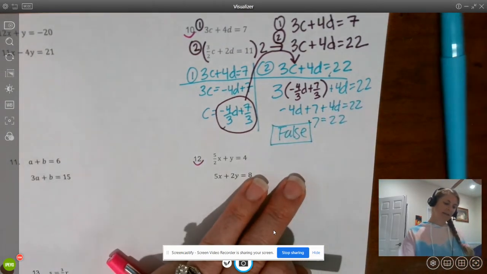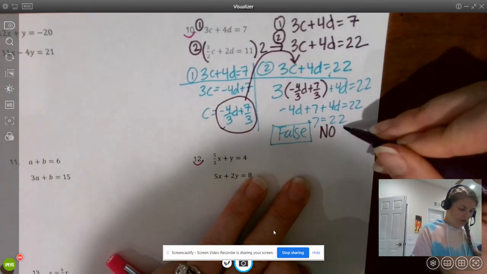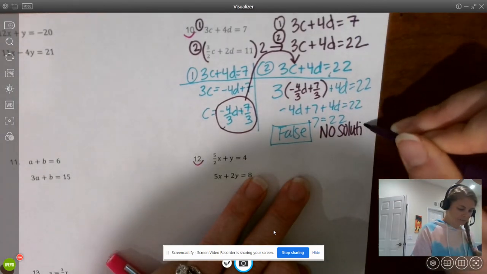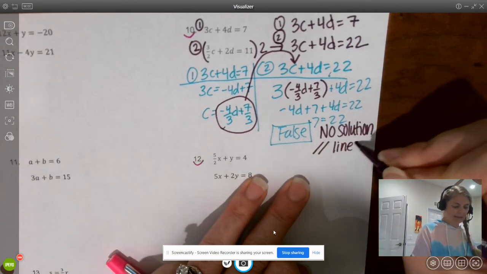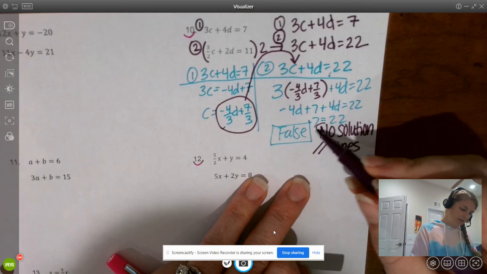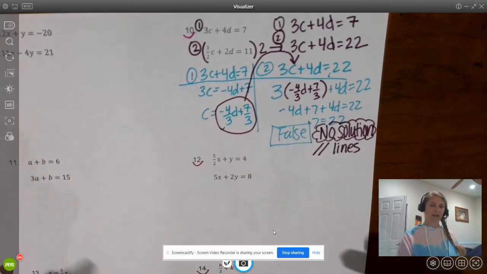So because this is false, what do we know about the solution? This is no solution because we have parallel lines. Remember, that's the symbol for parallel. And I do want to make sure people know that my solution is no solution. So I'm going to give it a little bit of flair.